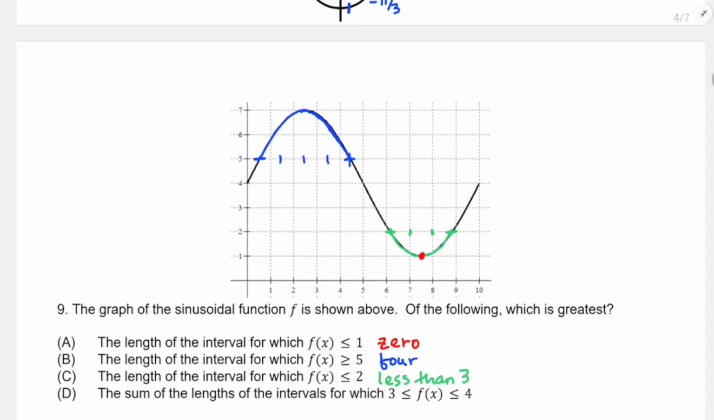And then the sum of the lengths of the intervals for which f of x is between 3 and 4. Okay, well, f of x is between 3 and 4 here and also there. And so what I'd say is that the width of these intervals is less than 2, because the width of each of those yellow pieces is less than 1. So I'm going to say less than 2, which means that the greatest of these would be answer choice B, the one that had length about 4.